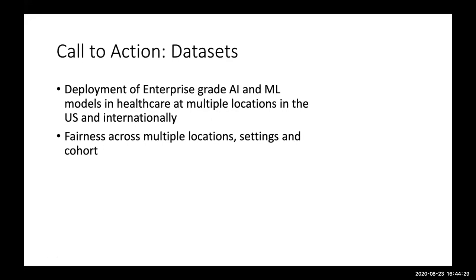So one of the things we can do is curate better data sets. So deployment of enterprise-grade AI and ML at multiple locations, US and internationally, is non-trivial. But fairness across locations, settings, and cohorts is important. So access to these data sets and ensuring that at least data bias is removed is very important.